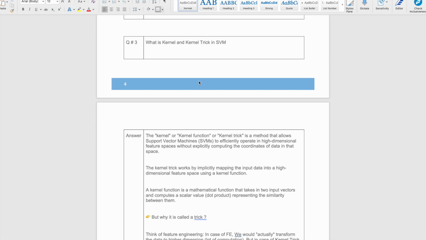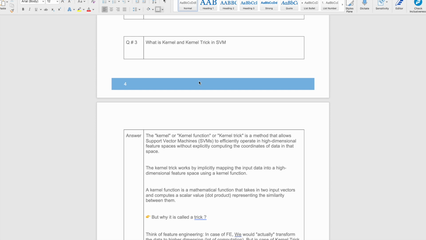Okay, now what is kernel? Kernel is short for kernel function, and kernel trick refers to the same thing in SVM, or support vector machine. What essentially it means is that you operate in a high dimensional feature space without explicitly computing the coordinates of the data in that space. Let's try to break it down. This is what kernel or kernel trick is.